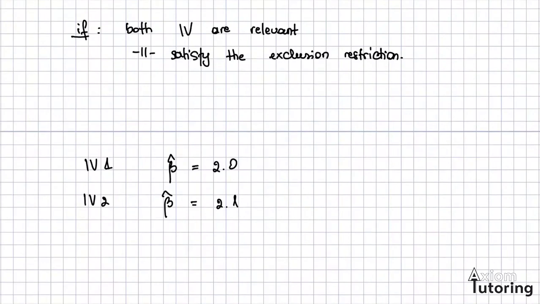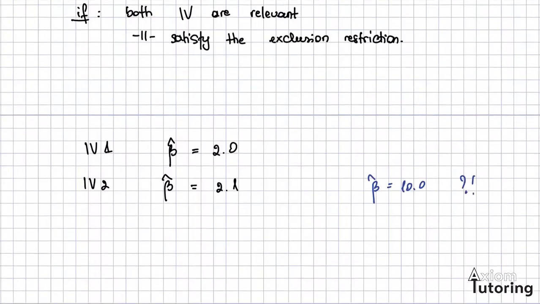Now, imagine the case where your beta 1 hat is 2.0, but in another case, with the second instrument, your beta hat actually is 10.0. Now, in this case, something is seriously wrong here, right? Because 2 valid instruments should not disagree to that kind of degree. One of them, or both, may be violating the exclusion restriction here. And the intuition is quite simple. Valid instruments are all measuring the same causal effect through different channels. If they give wildly different answers, at least one channel must be contaminated.